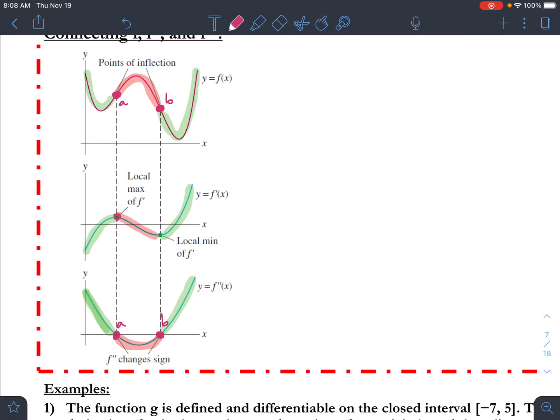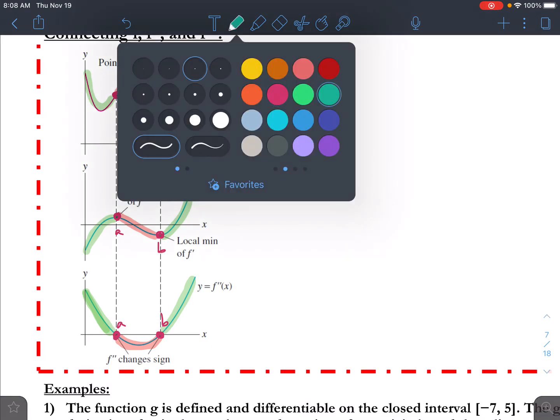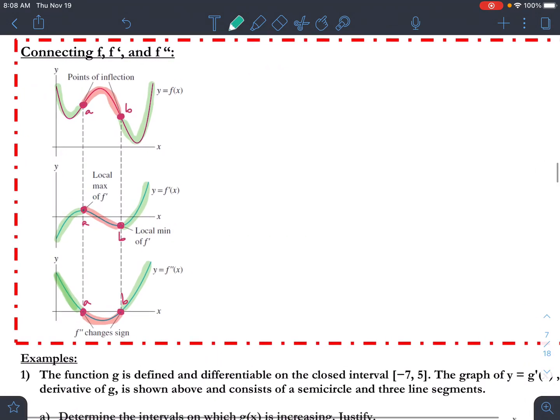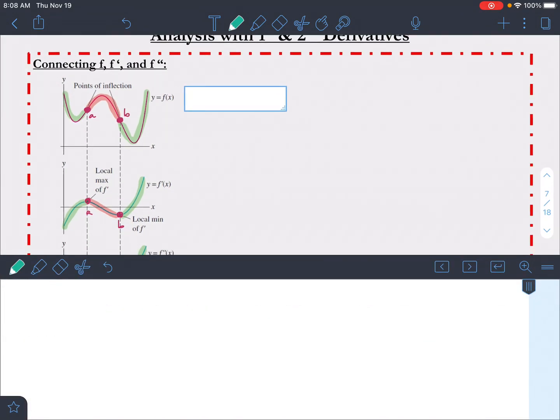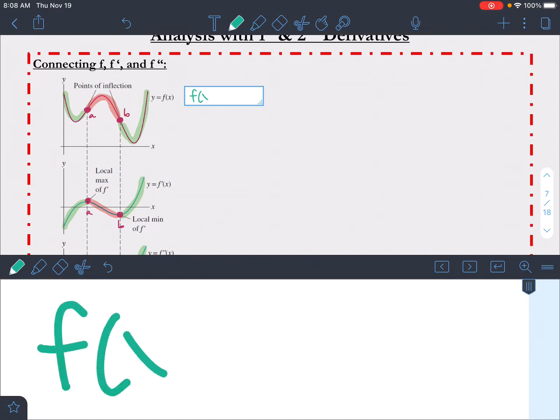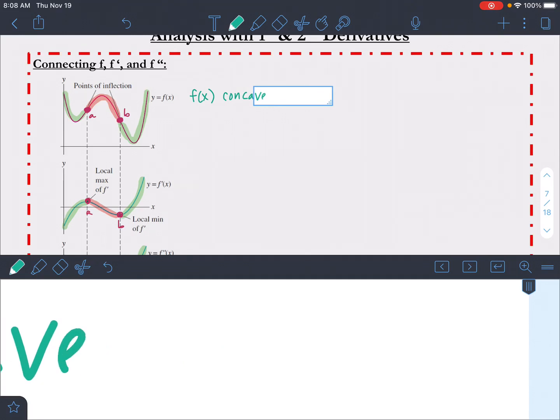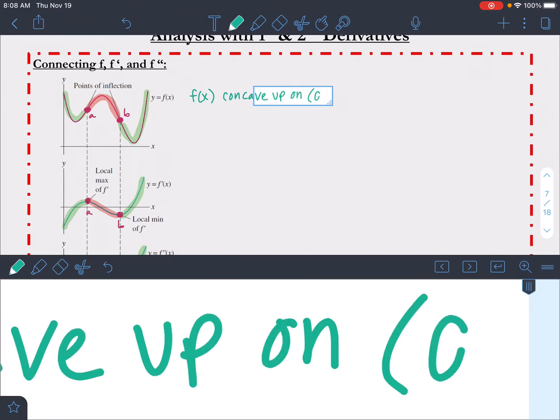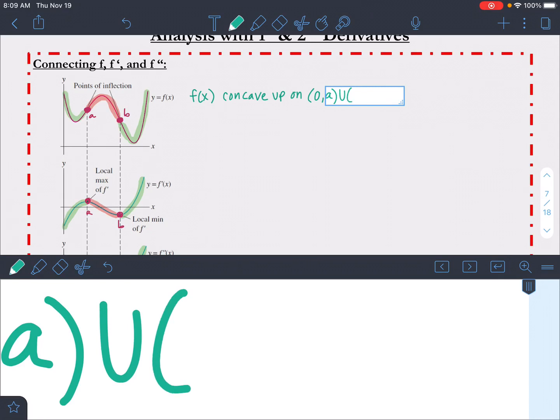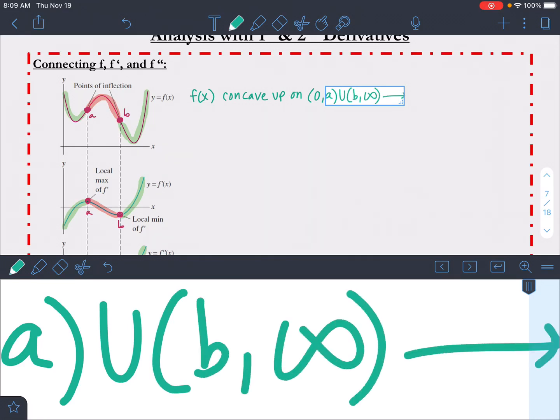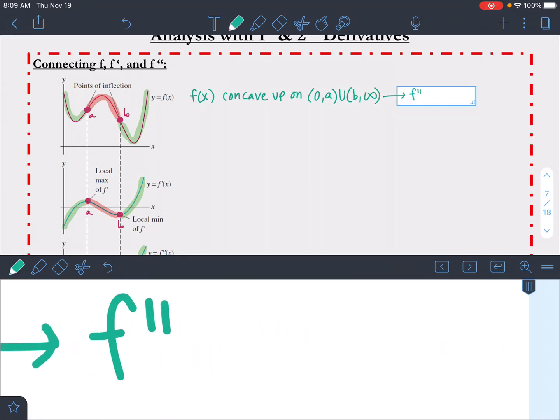Now again, you'll notice the local maxes and mins of f prime are our points of inflection A and B. So try to notice how those all connect, and we're going to write that down right now so that we're not missing that connection. I'm going to write pretty small because I'm going to write a couple things for each graph. First of all, f of x is concave up on 0 to A union B to infinity, which again really means that f double prime is positive.